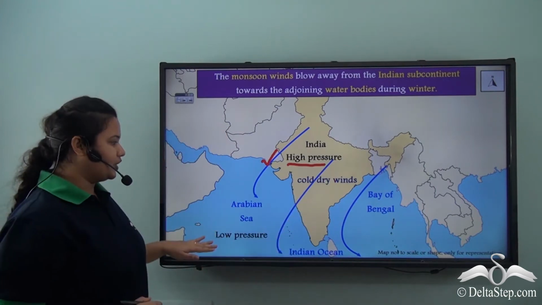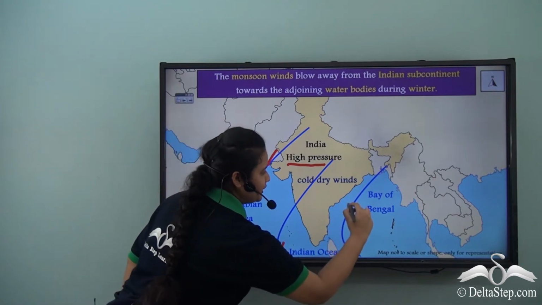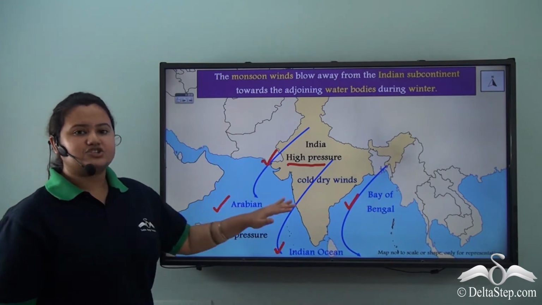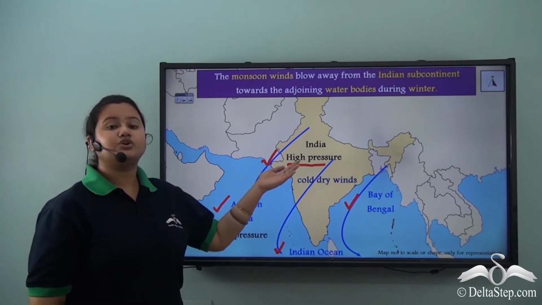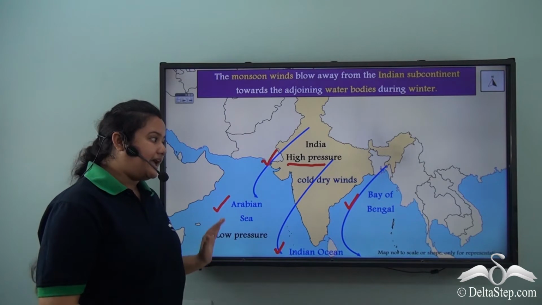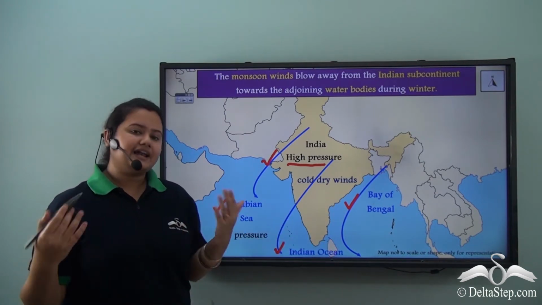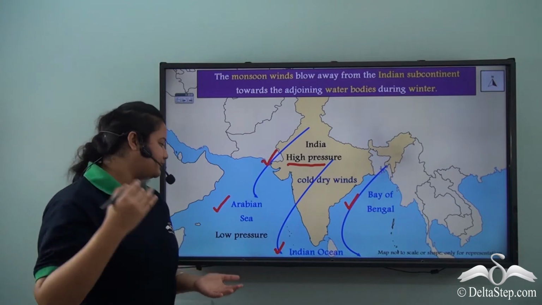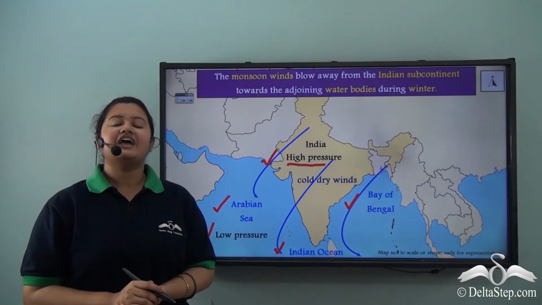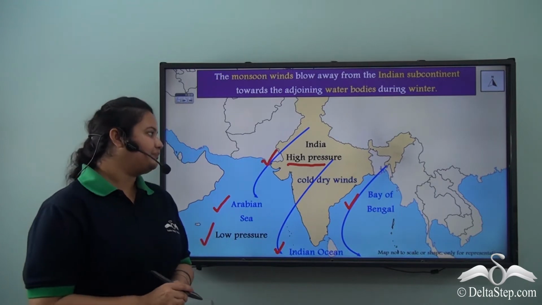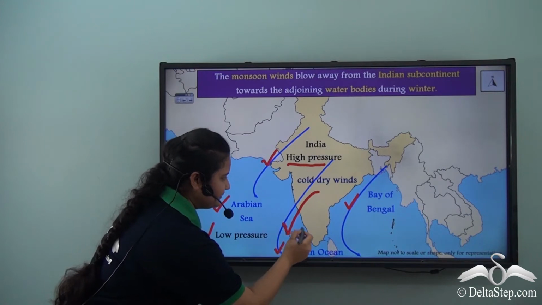Now, look at the water bodies, that is the Arabian Sea, Indian Ocean and Bay of Bengal. These adjoining water bodies are relatively warmer compared to the land. So the air above these water bodies is also warmer and lighter, so they rise up, creating a low pressure area. Now we know that winds always travel from high pressure area to low pressure area.